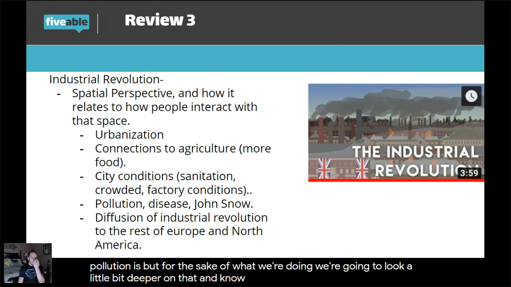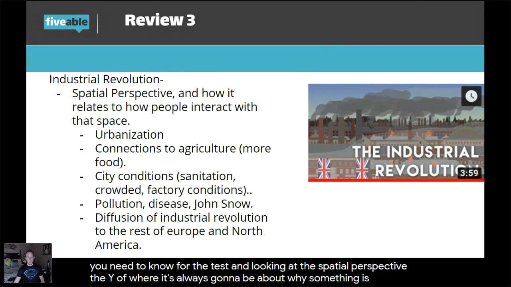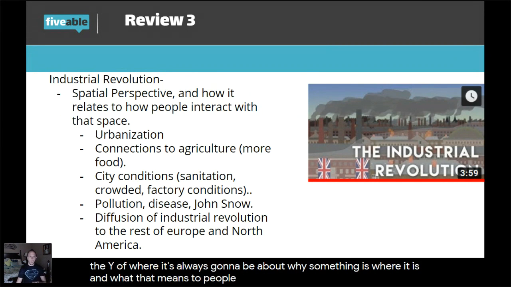And know also that when we look at what you need to know for the test, you're looking at the spatial perspective, the why of where. It's always going to be about why something is where it is and what that means to people. Human jargon, right?